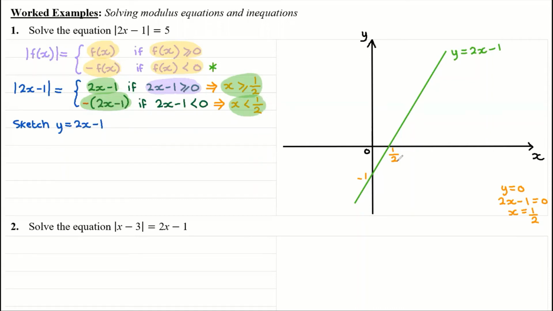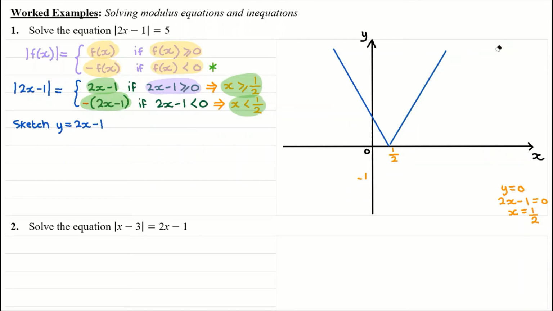Now we need to get our modulus. Remember, we reflect the negative part here in the x-axis. So let's do that. I'll do this in blue now. My y-intercept at -1 is going to be reflected, and it's now going to be a y-intercept at 1. And then we keep the positive branch there. So we've now got a V-shaped graph. What you can do now is erase the green line. We don't need that anymore.